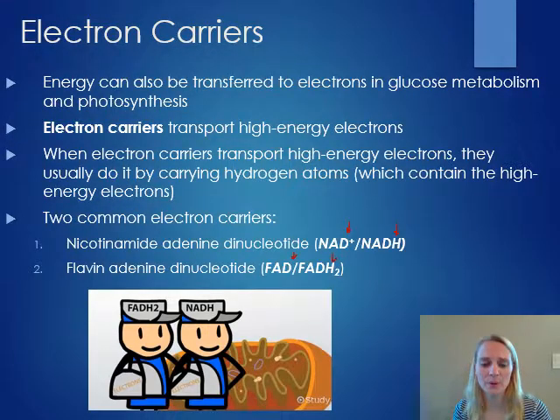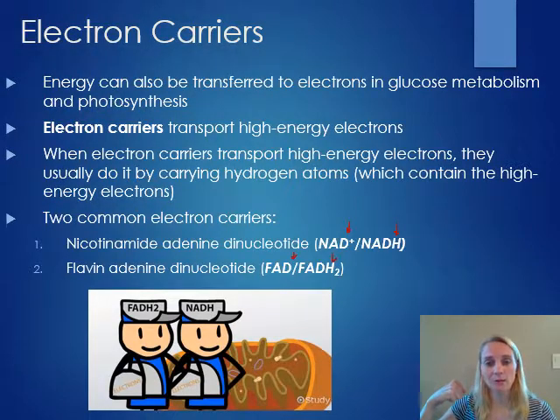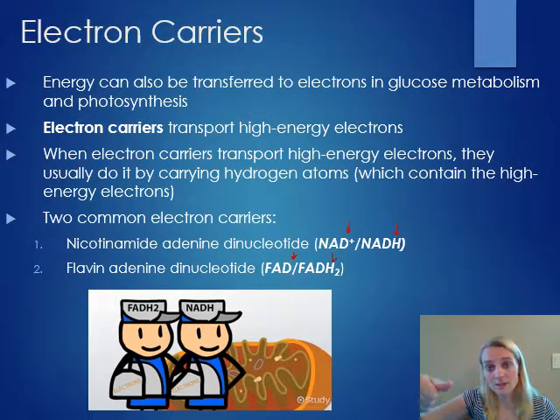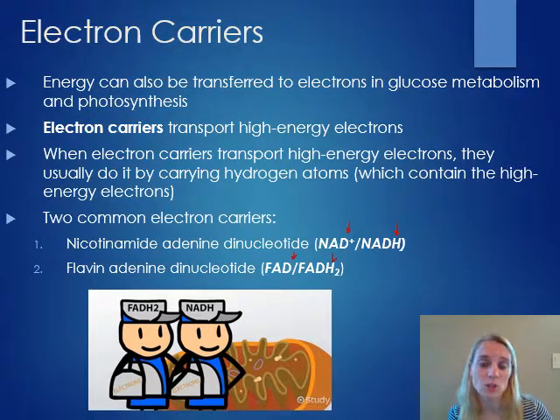So I just found a little comic here with the mitochondria in the background and two little carriers that got their bags full of electrons. This is representing your NADH and FADH2. Sometimes I think of them as electron buckets. It's just something that's going to be carrying those electrons, in relationship with these hydrogen atoms, from one place in the cell to the next.